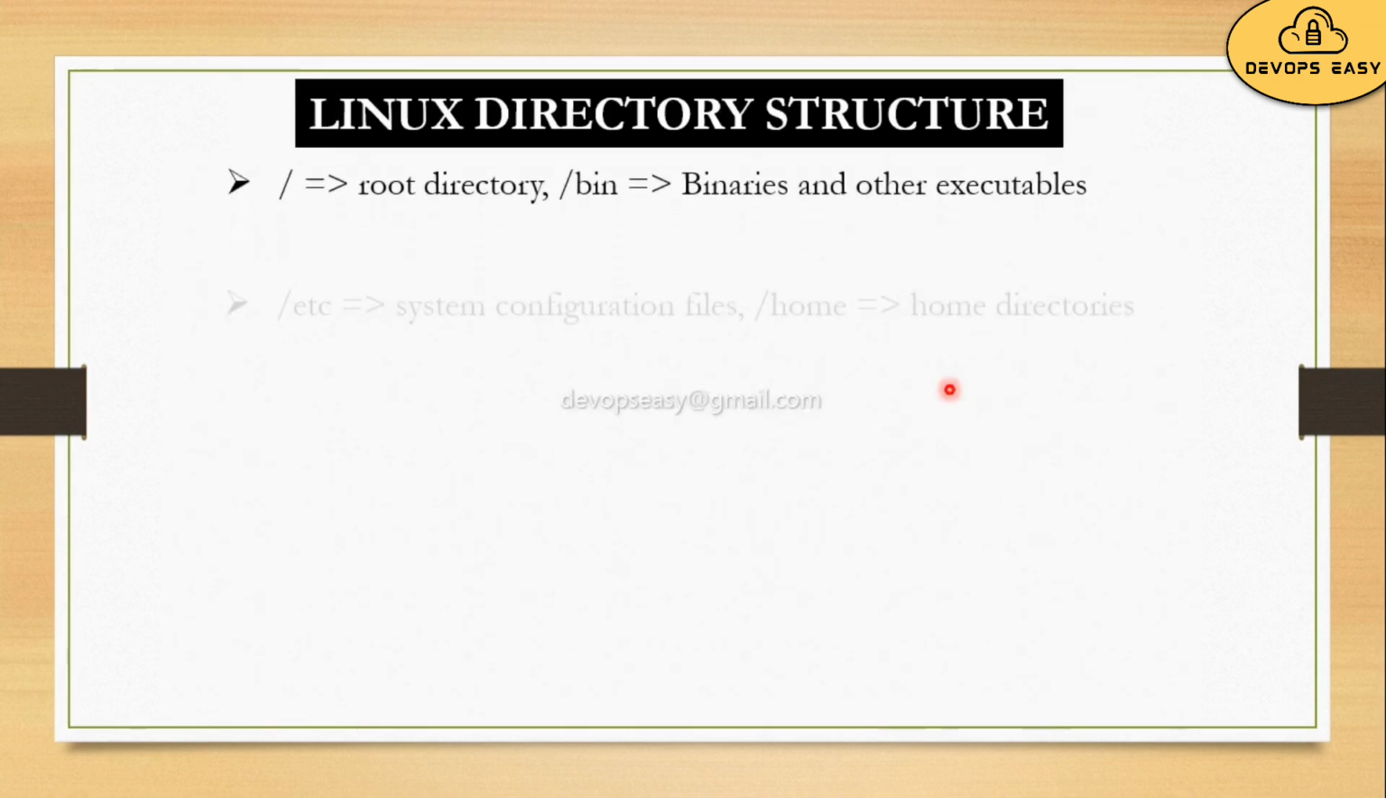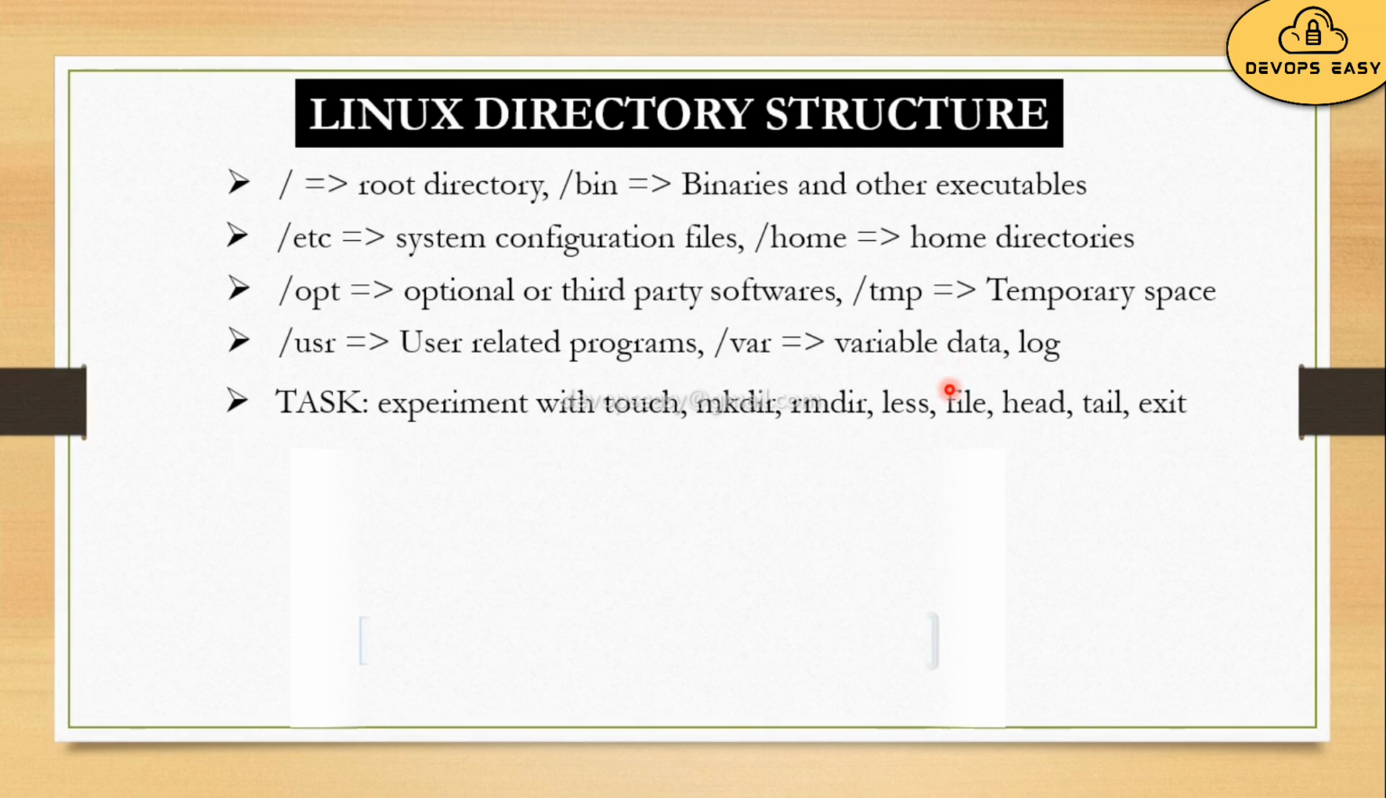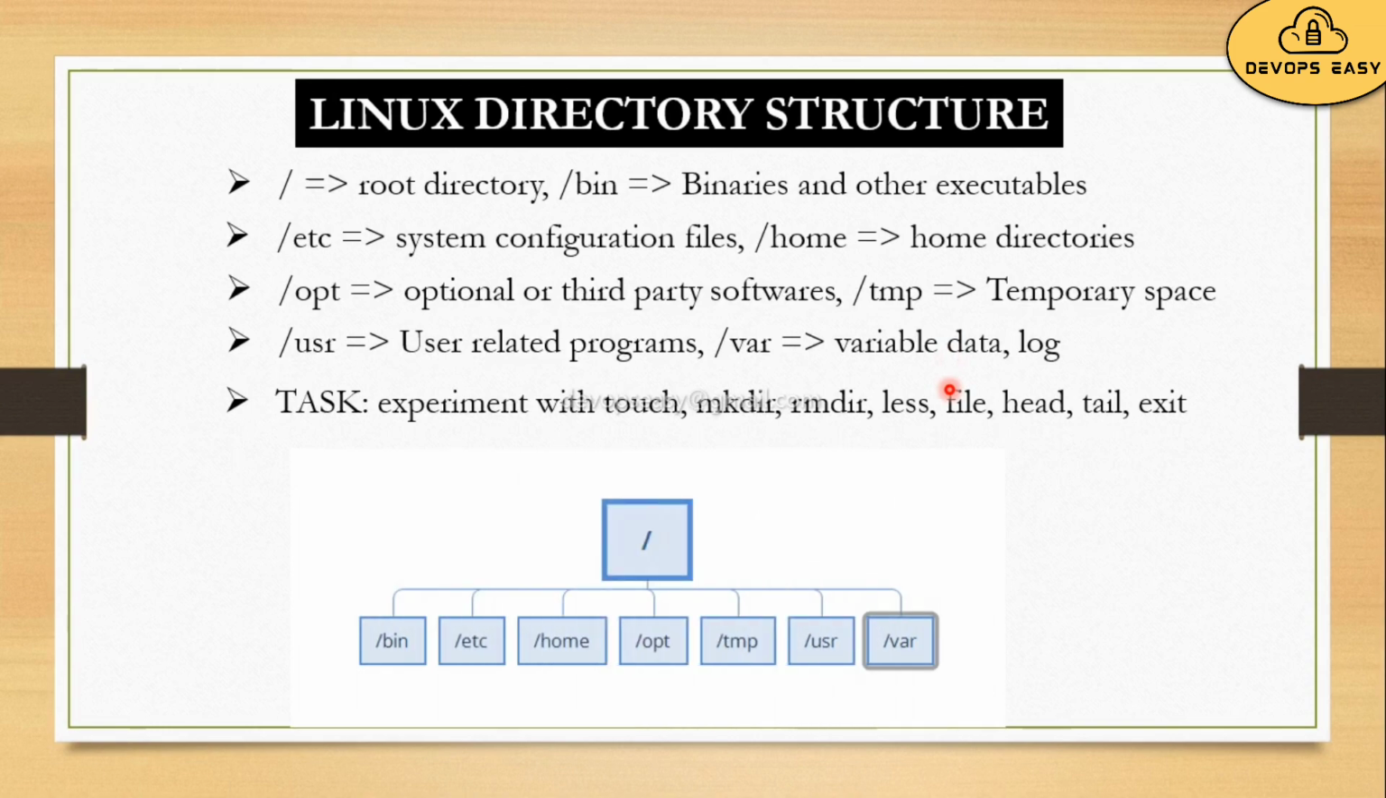And the Linux directory structure is very important, and I'm telling you this from day one. Under slash root, slash bin is where your binary files will be present. Slash etc is where configuration files will be present. Slash home is the home directory, slash opt is where third-party software will be present. Temporary files will be there.